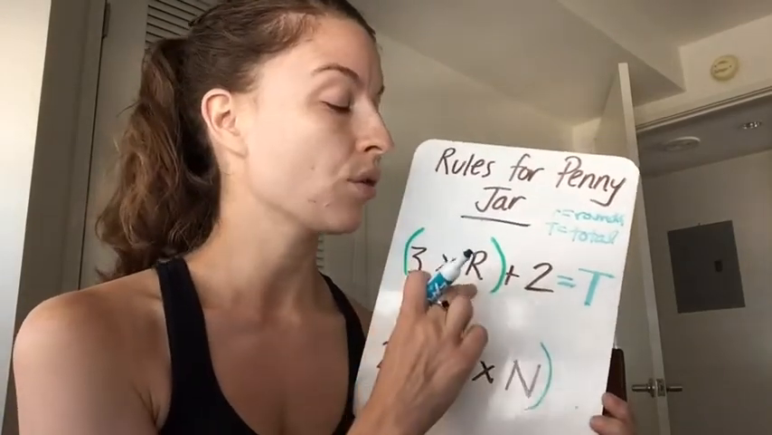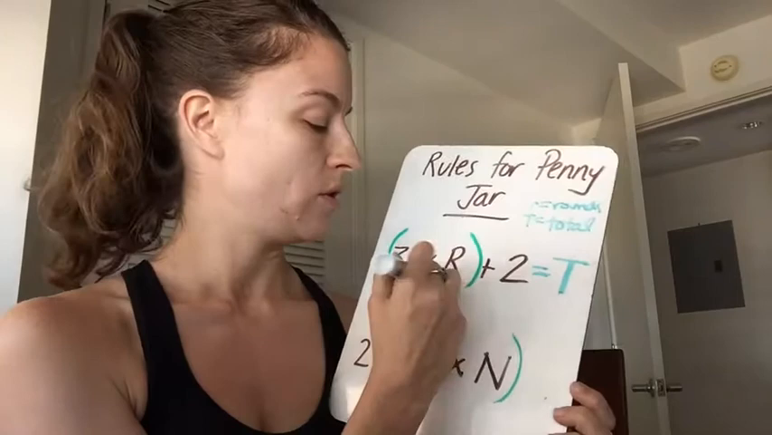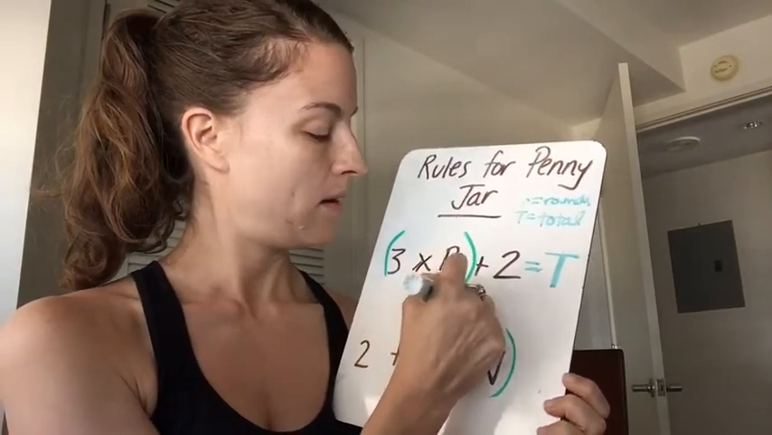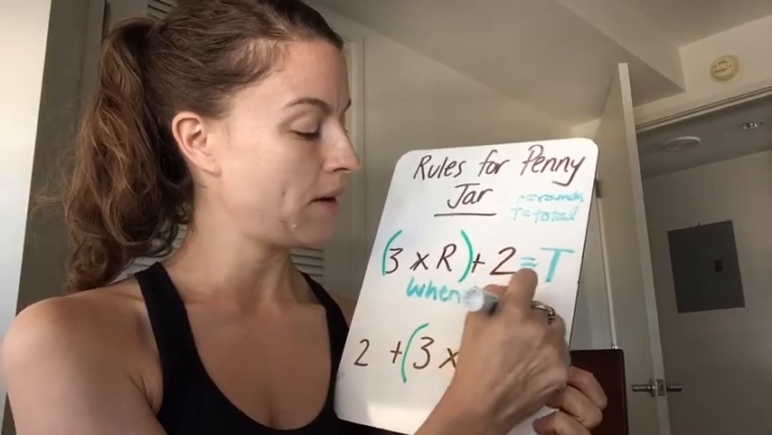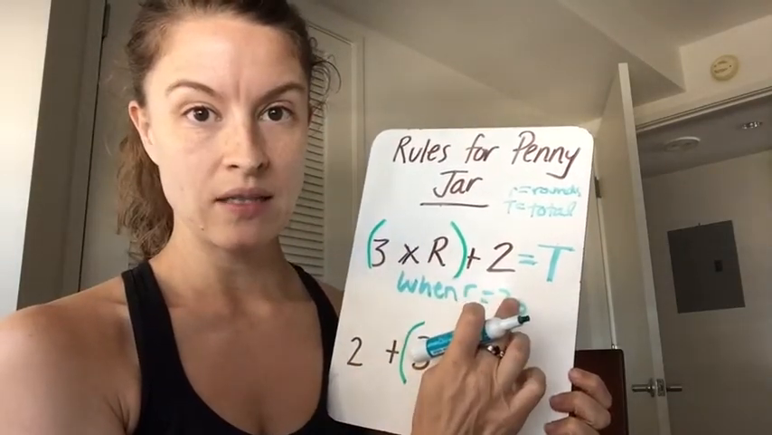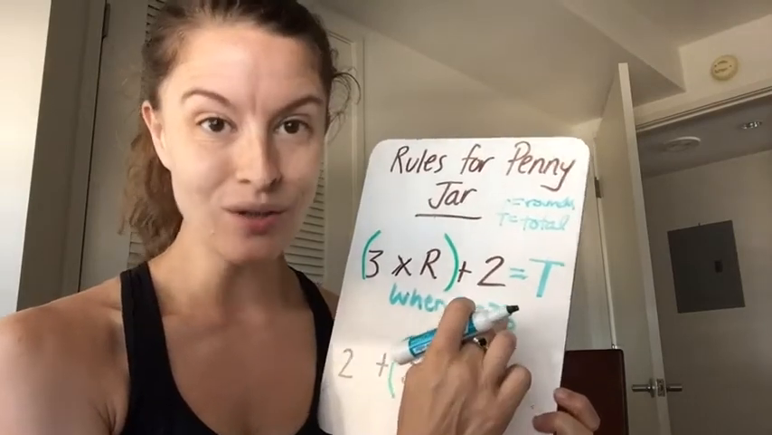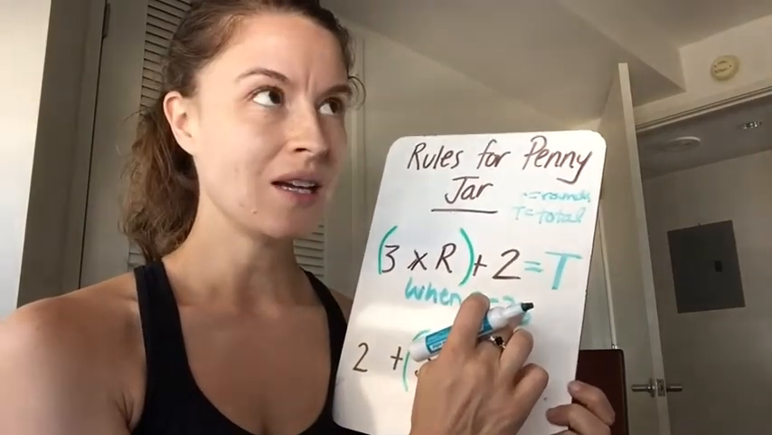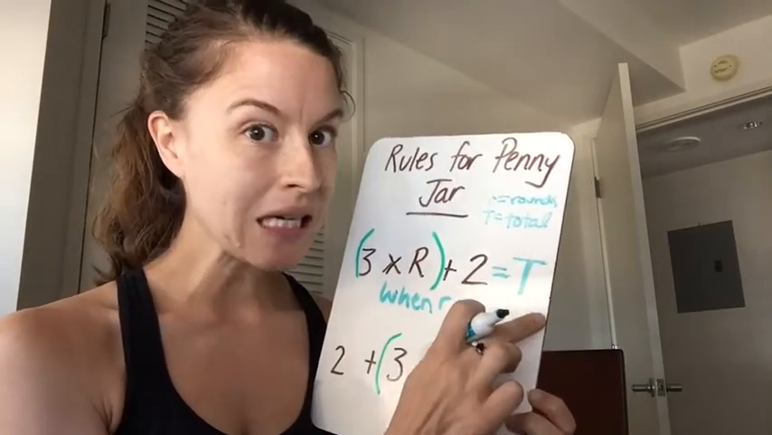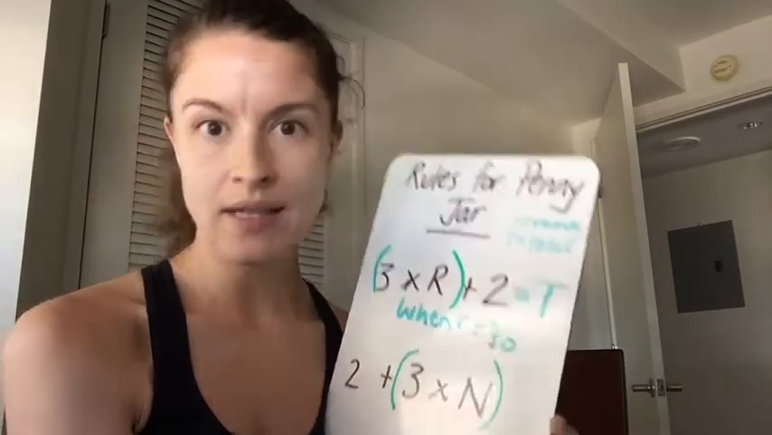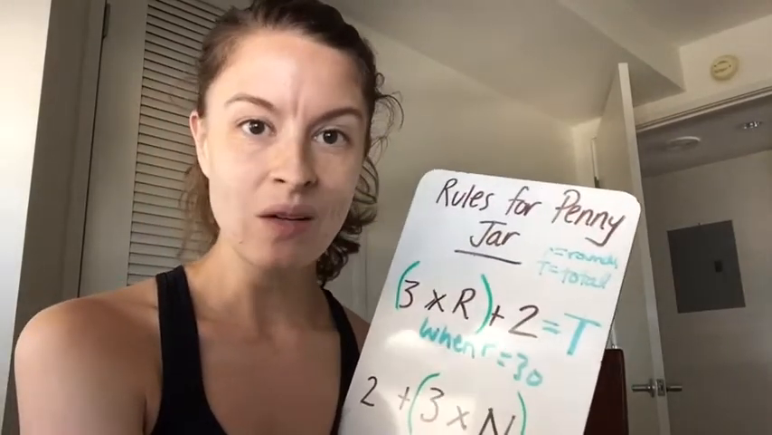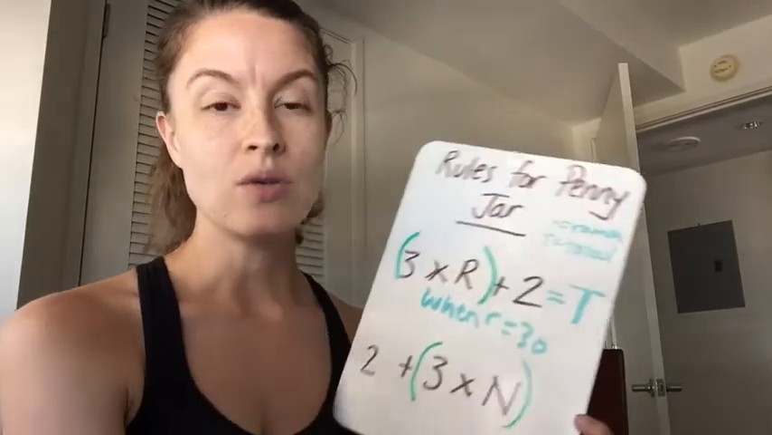So when R equaled 30, right? We said the 30th round. How many pastas or pennies did we have total? We had 92. Remember that? So you can say when R, or the rounds, equals 30, T will equal 92 because that'll be the total, right? That's the answer we got. It's just another way to say the answer using a letter.